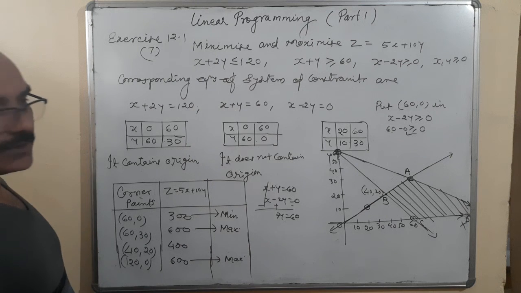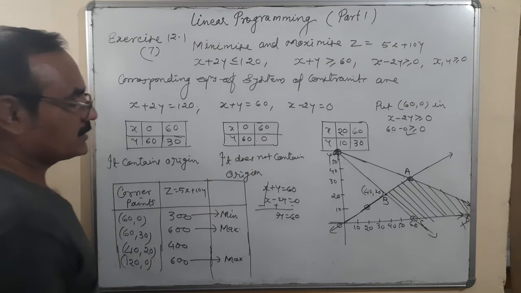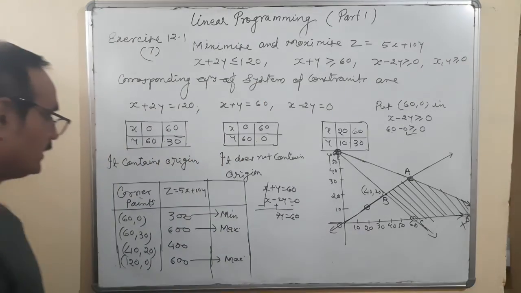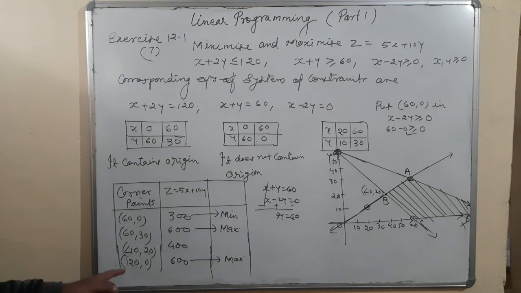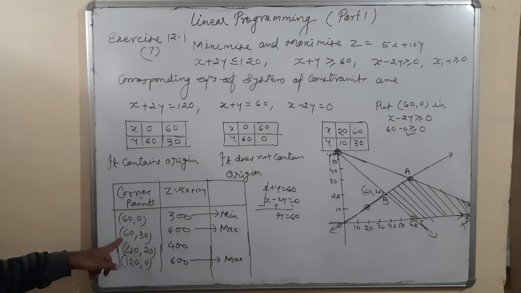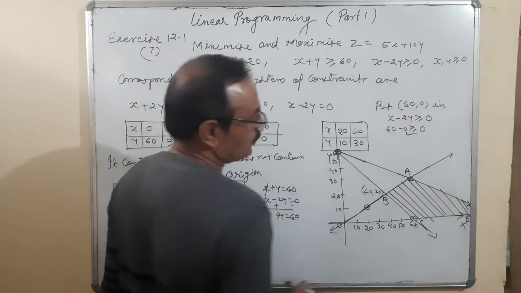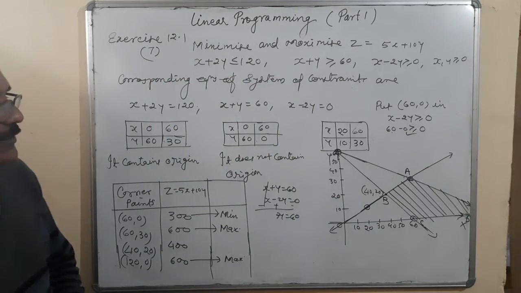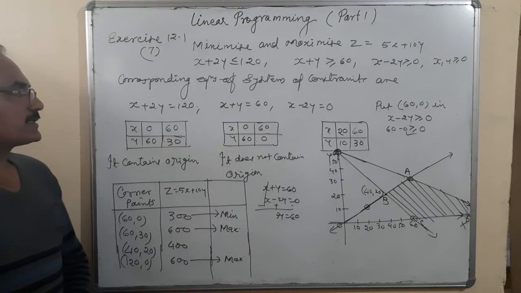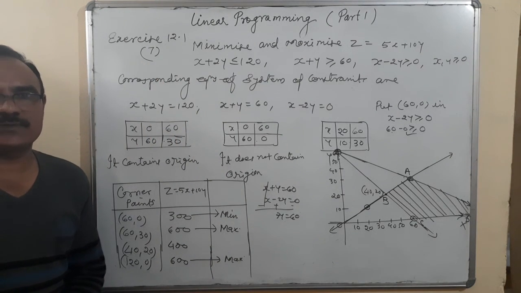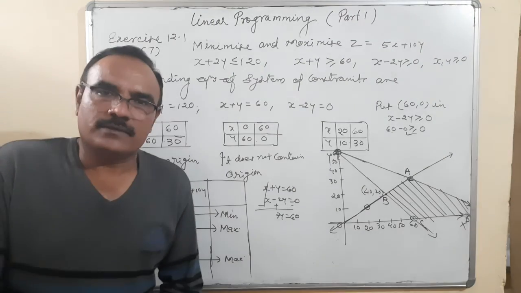So this is the conclusion: at the point 60 comma 0, point C, there is a minimum. And 60 comma 30 and 120 comma 0, this is 1 and 2, are the 2 points where the value is maximum. That's all. So this is exercise 12.1. In the coming exercise, we'll discuss the word problems of this. Okay, thank you.